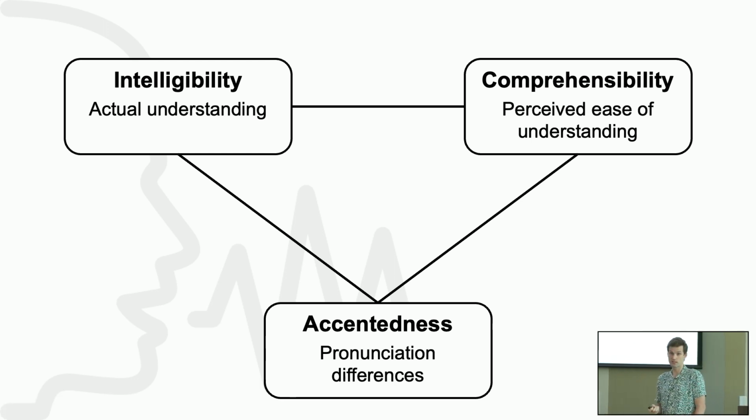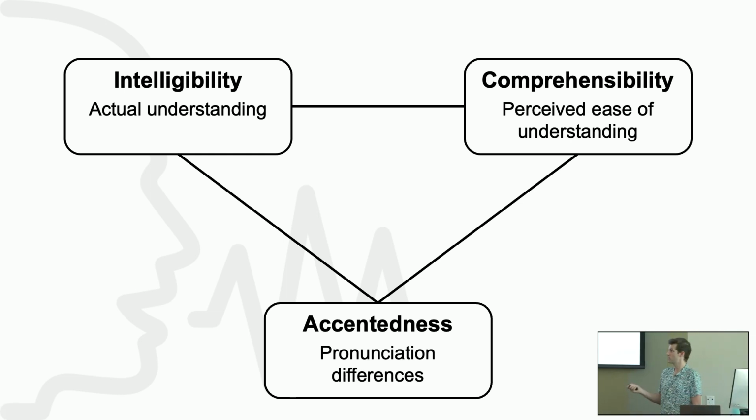Comprehensibility we did do. That's regardless of whether or not you understood them, how effortful was it for you to understand, right? And we typically do that with rating scales like you did yourselves. And then accentedness, or accent, is pronunciation differences constructed from our perspective. So typically it's relative to a local dialect, right? It could be native or non-native, right? Exactly.